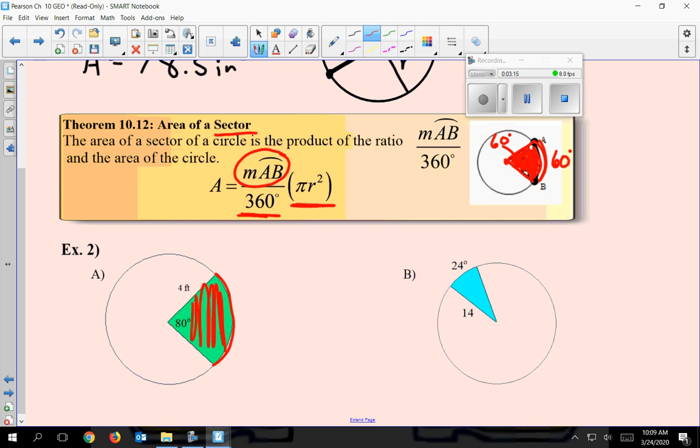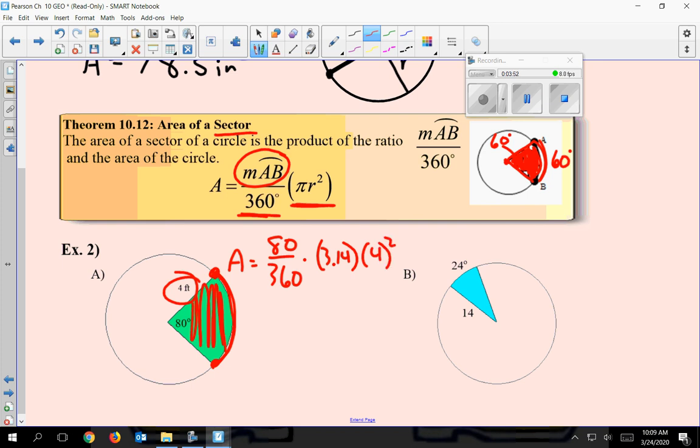Okay, so coming down to example A. I'm going to find the area of the sector. We'll just use capital A for that. The measure of the arc that's created by the 2 points here, they didn't give us any letters, but that's going to be 80 degrees. And I'm going to put it over 360. I'm going to multiply it by the area of the circle, so that's going to be pi, 3.14. The radius in this case they're giving me is 4, so 4 squared.